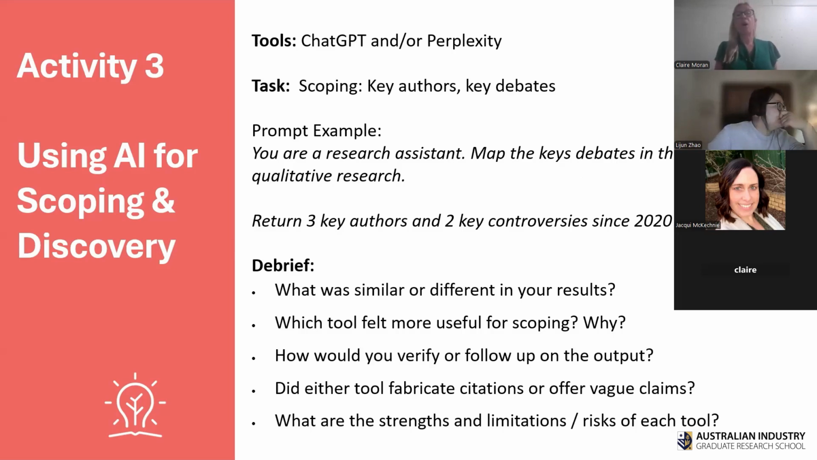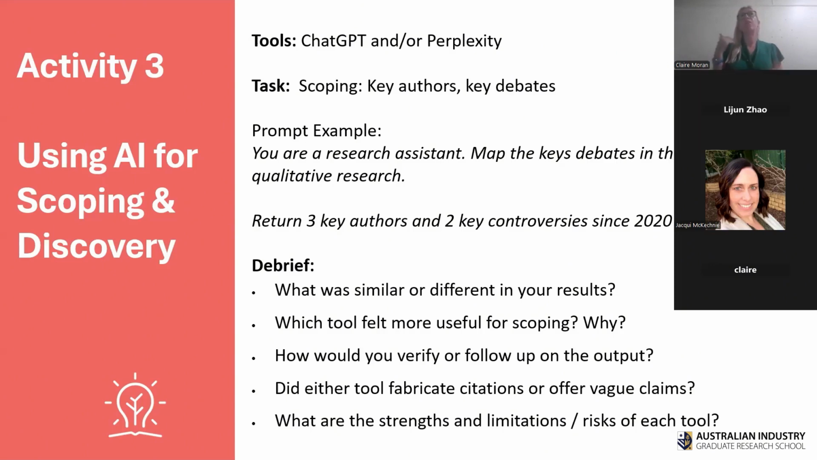Yeah, just thinking about what the strengths and limitations are, and when we've got citations that are not accurate, it just tells us that we always need to check that we may have those hallucinations.